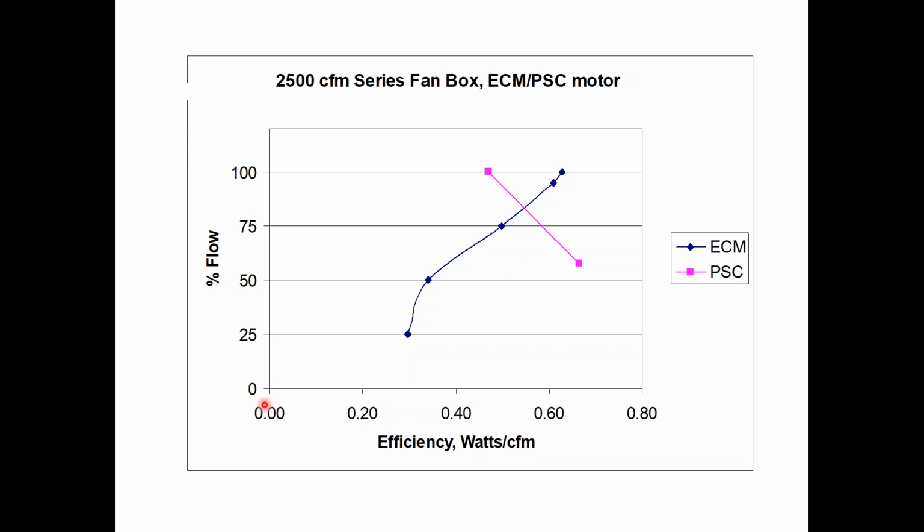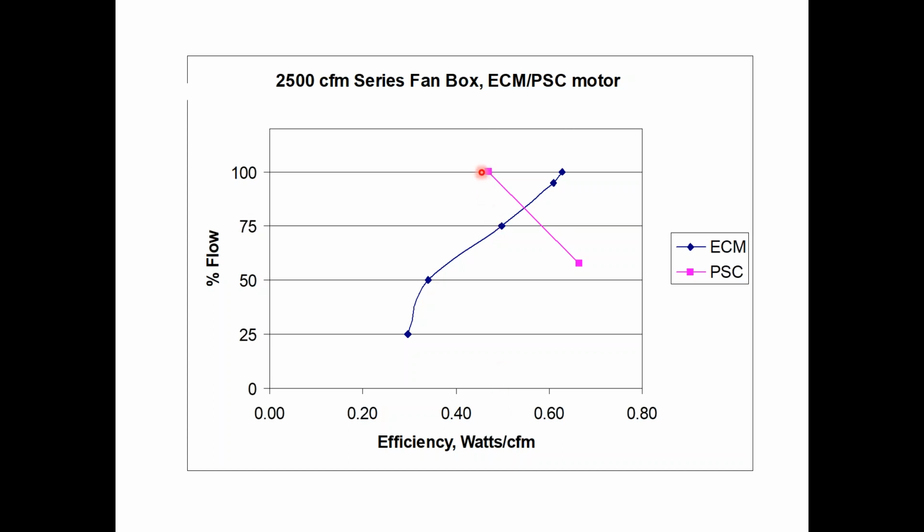This chart here is a Krueger fan power box at 2500 CFM. Up the left-hand side is the airflow, and down the bottom is the watts per CFM efficiency, where a 1 would be 1 watt per CFM, so we're at 0.8, 0.6, 0.4. In the pink/purple/fuchsia color is the PSC motor. If I'm up here at 100% airflow, let's just say this particular one is operating at 0.5 watts per CFM.